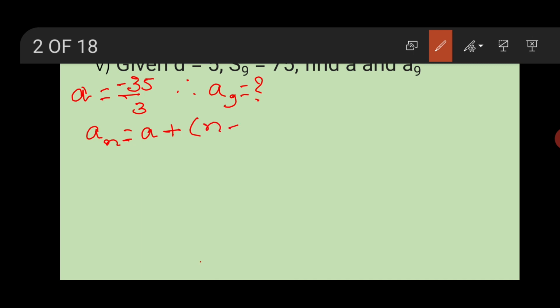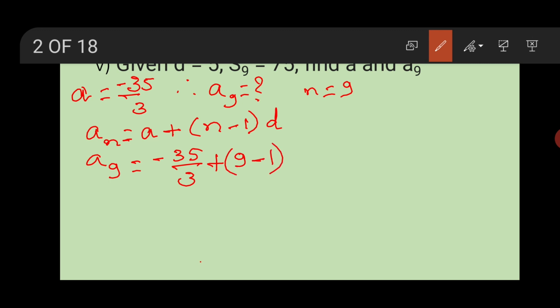Now we have to find out the value of a9. a is minus 35 divided by 3. Therefore calculate a9. How can we calculate? Using the nth term of an AP formula. an is equal to a plus n minus 1 into d. Now a9 is equal to, a value is minus 35 divided by 3 plus n minus 1, here n is equal to 9, so 9 minus 1 into the value of d, it is given 5.